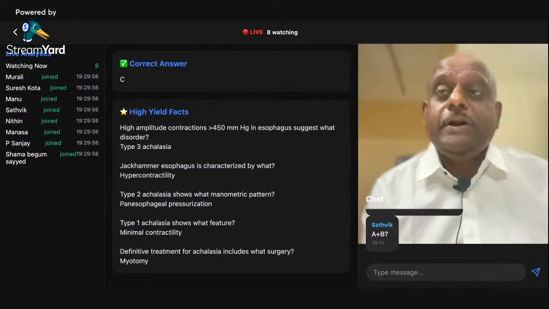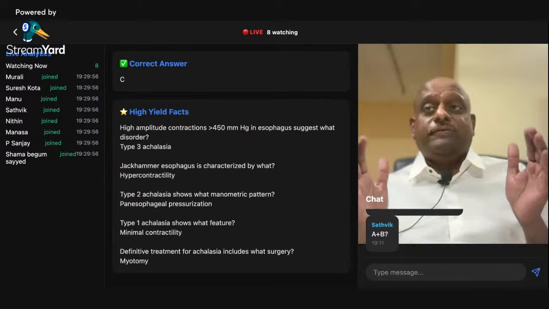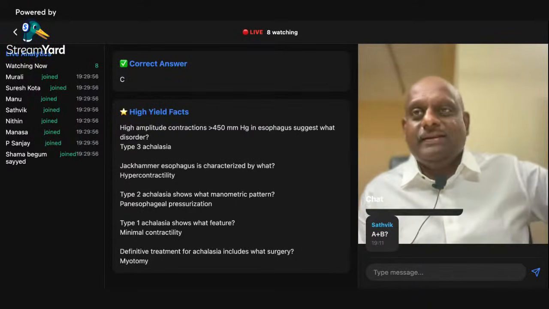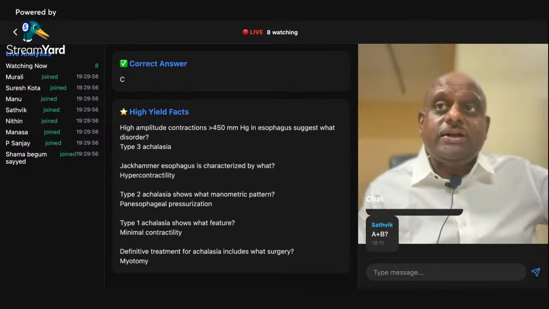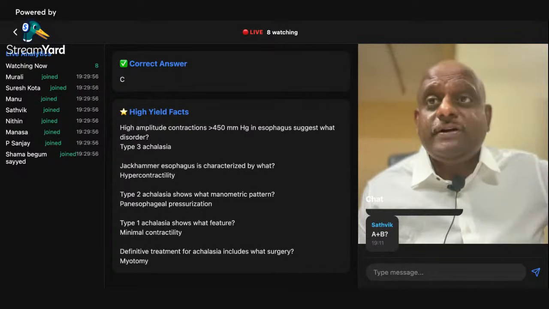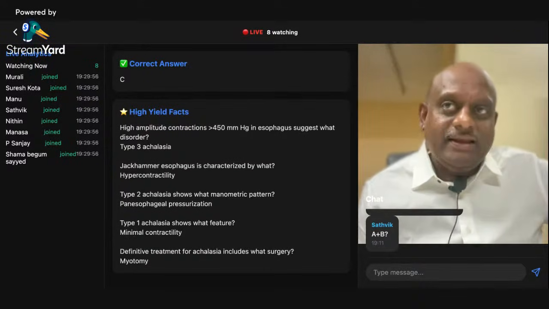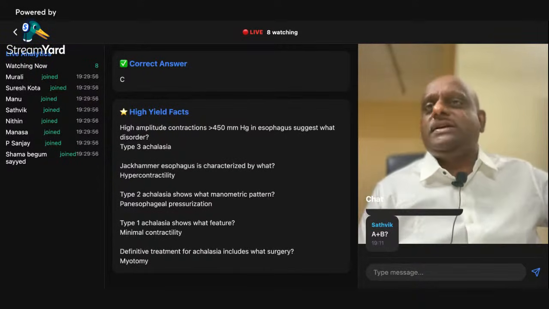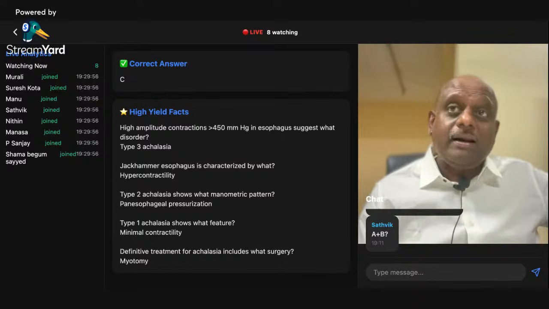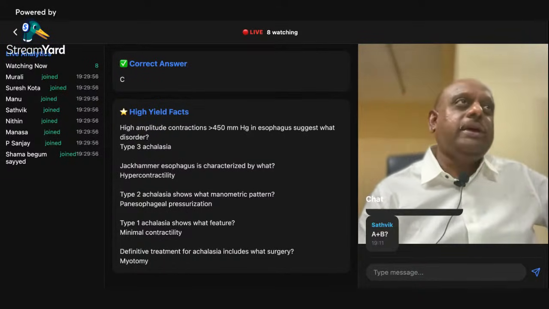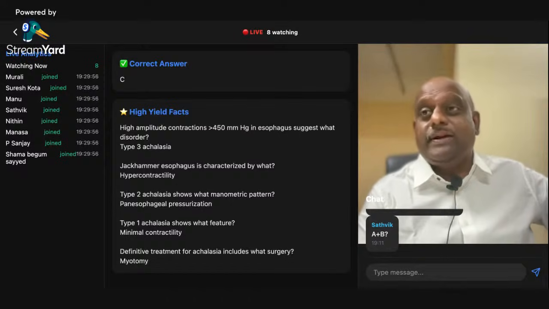So, high amplitude contractions more than 450 in esophagus is type 3 achalasia. Type 2 achalasia shows paraesophageal pressurization. Type 1 is minimal contractility. And jackhammer esophagus is associated with hypercontractility. So these are the few things on classification you need to be very sure.